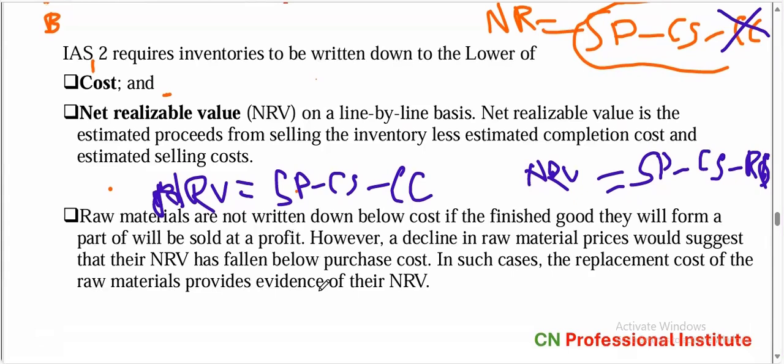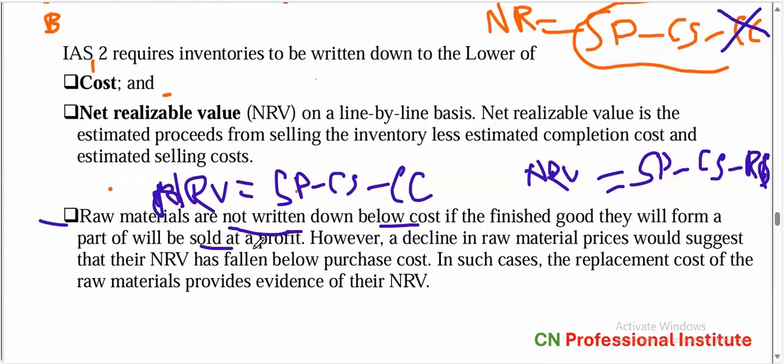For raw materials, there's a note here. It says raw materials are not written down below cost if the finished goods they will form a part of will be sold at a profit. You should understand this sentence. So let's say, even though you realize that, for the raw materials, probably their prices are declining, right? If you compare the cost and then the NRV, you realize that the cost might be bigger than the NRV.